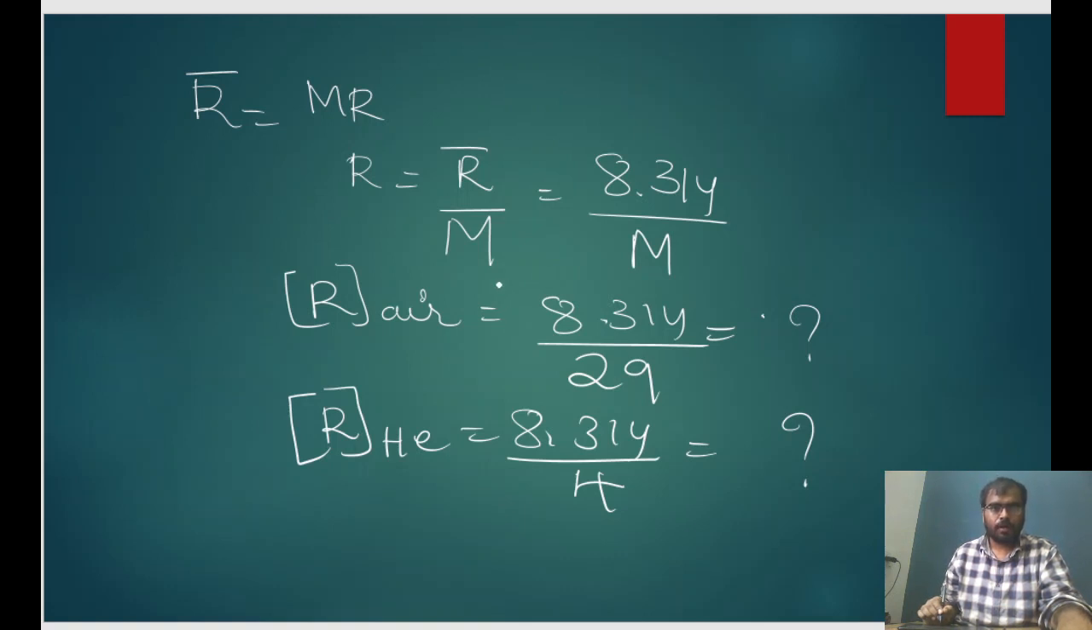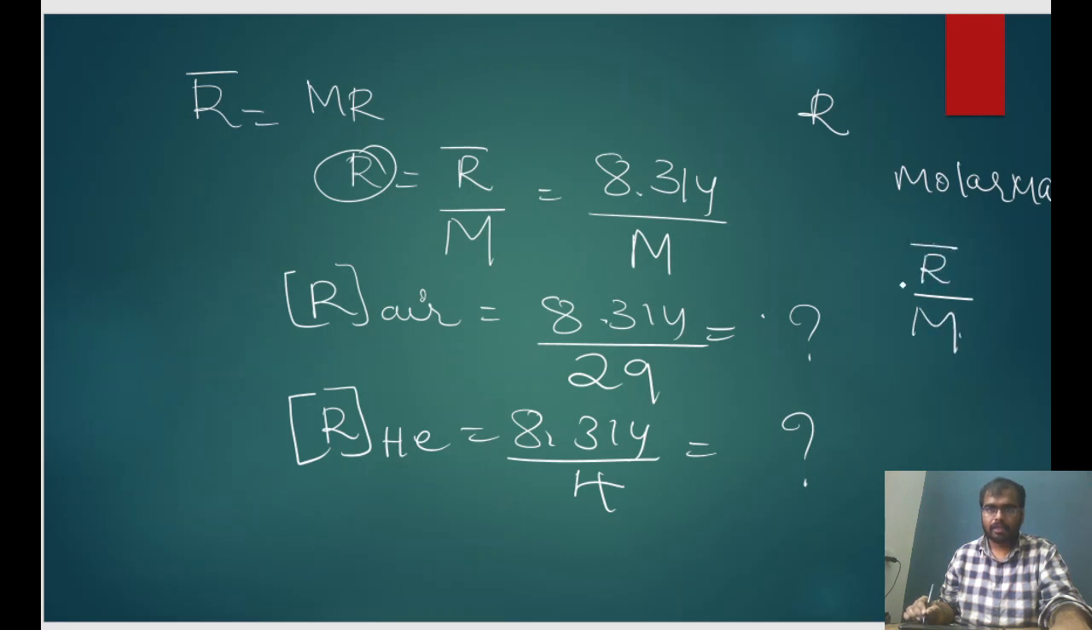This is all about the characteristic gas constant, or sometimes simply the gas constant. In the question, sometimes they have not given the R value directly; they have given the molar mass, capital M. Then you divide 8.314 by that molar mass and you will get the R value. This is a fixed value, 8.314 kilojoule per kmol Kelvin.